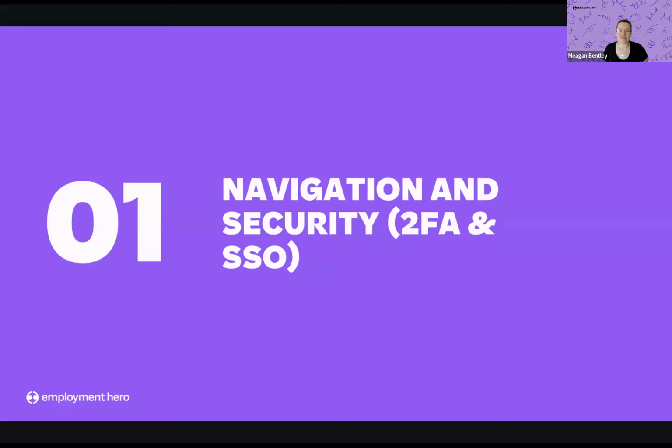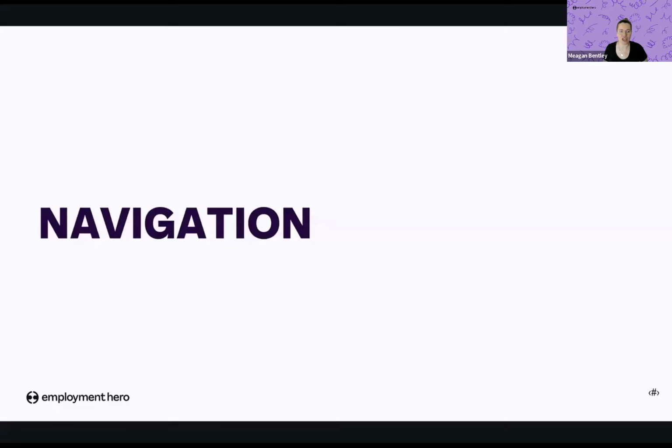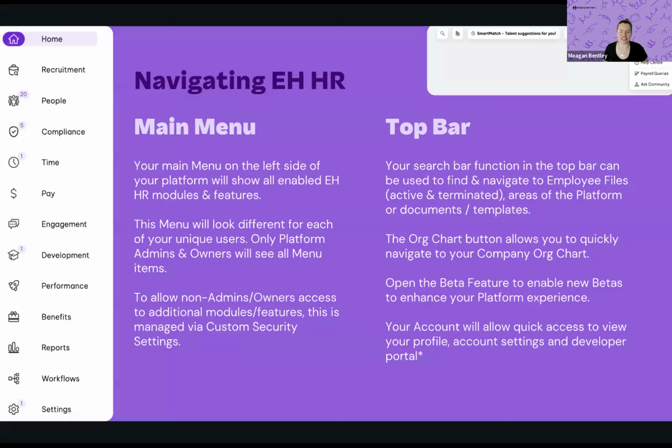So first up is navigation and security, where we're going to be paying particular focus and attention to two-factor authentication and single sign-on. So starting off with navigation. So on your main platform in HR, the menu on your left-hand side of your platform, which we can see on my slideshow just here, that is where you're going to be able to find all of your Employment Hero HR modules and features that you have enabled via your menu customization.